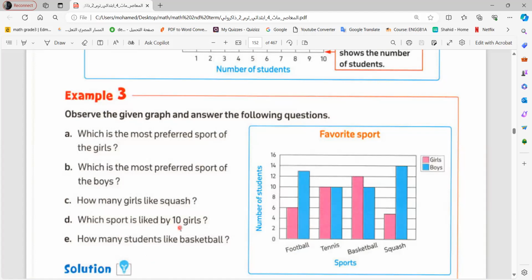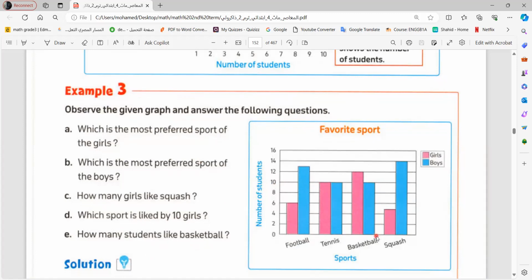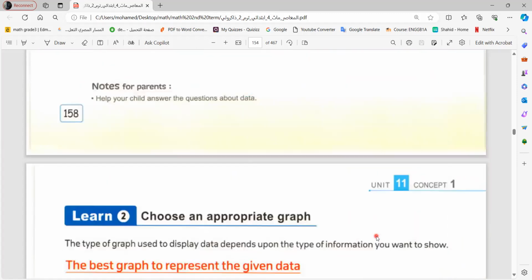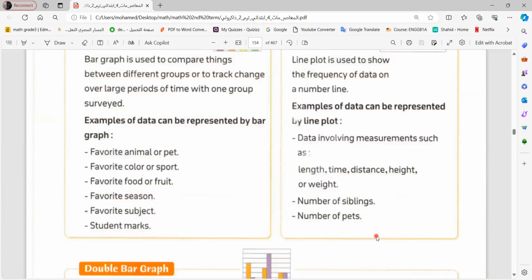Which sport is liked by 10 girls? Where are the 10s? Aha. Which sport for the 10 for girls? Tennis. Amazing. How many students like basketball? Students. Did I say boys? No. Did I say girls? No. I want the boys and the girls, both of them. Understand? Easy? Good job.